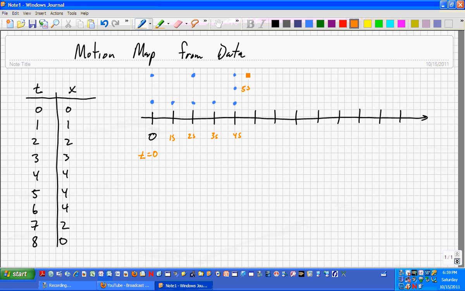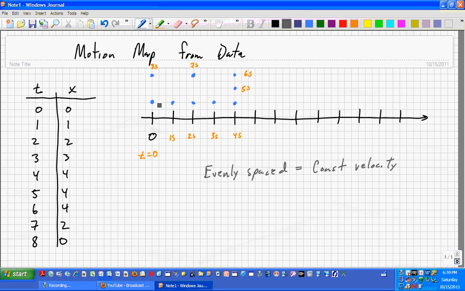So let me finish labeling this up. This is at 6 seconds. This is at 7 seconds. This is at 8 seconds. All right, to continue on with my motion map, what I will do is put in my velocity vectors. These are all evenly spaced, so again, evenly spaced equals constant velocity.